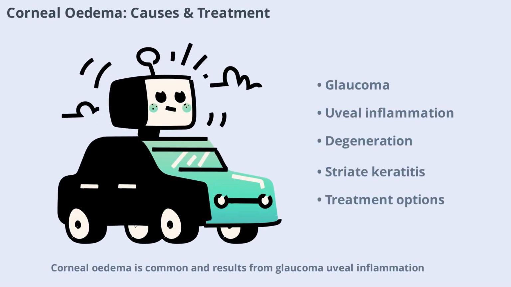Corneal oedema is common and results from glaucoma, uveal inflammation, degeneration, or trauma to the endothelium. Fluid accumulates, causing steamy epithelium, increased thickness, and haziness. Striate keratitis may develop, and long-standing edema leads to vesicle formation and irritation. Treatment is often unrewarding, focusing on eliminating the primary cause, using concentrated saline or sodium chloride ointment, and surgical options like conjunctival transplantation or keratoplasty.